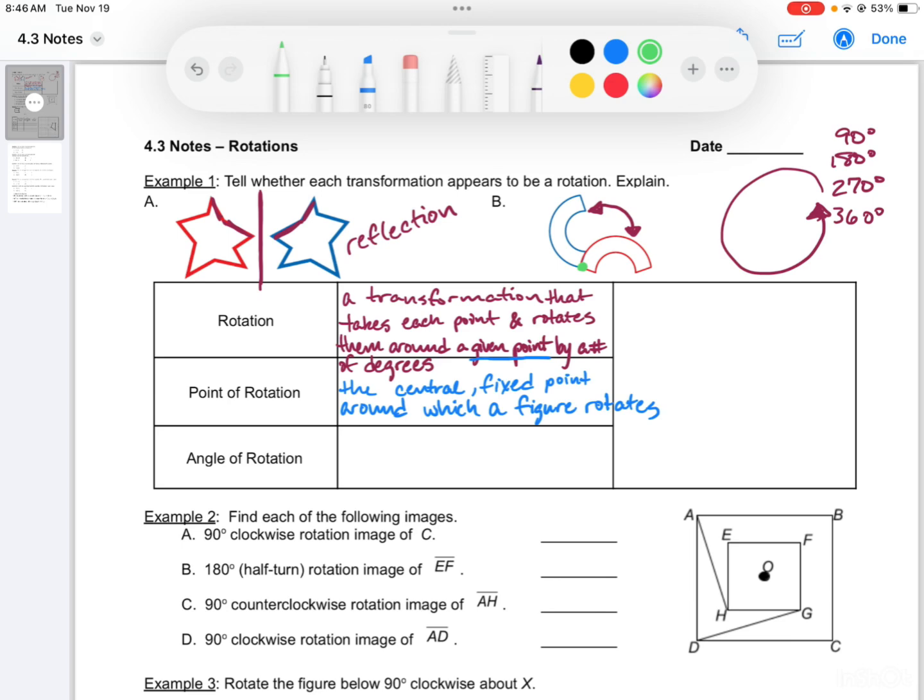And lastly, we have the angle of rotation. It's how far you rotate something, but it's also which direction the rotation happens. So it's an angle given with degrees and direction. And by that we would say clockwise or counterclockwise.